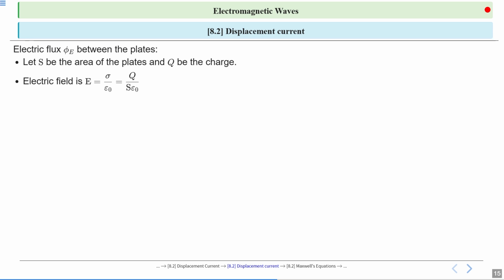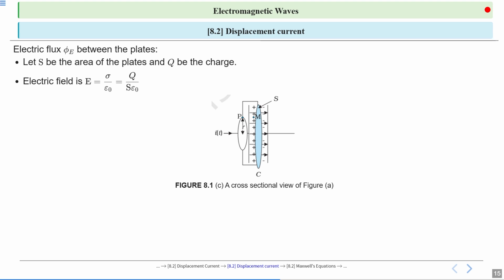The expression for the electric field is sigma by epsilon naught. Sigma is the surface charge density, that is Q upon area, charge upon area. So sigma by epsilon naught equals Q by S epsilon naught, where Q is the charge on the plate and S is the surface area of the plates. This is the electric field that exists between the plates of the capacitor at any instant. It is changing, but at any instant its value is this.